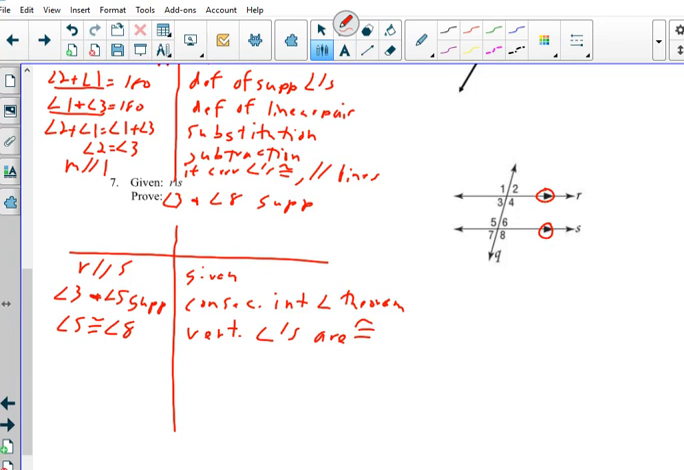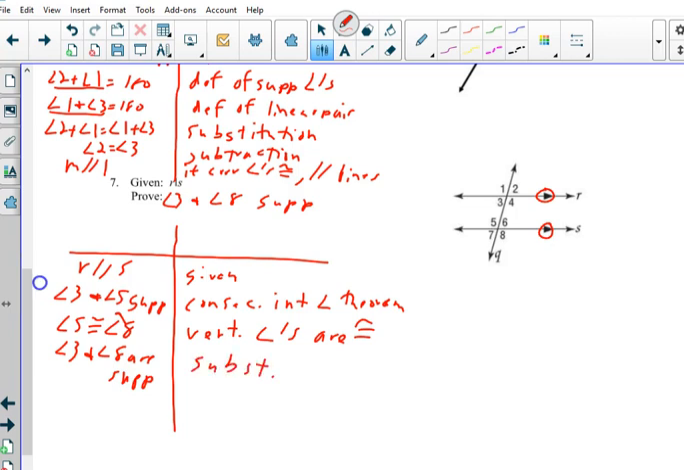Now, once you know 3 and 5 are supplementary, and 5 and 8 are the same, we can take the 8 and pop it in there and say angle 3 and angle 8 are supplementary. And we did that by substitution.